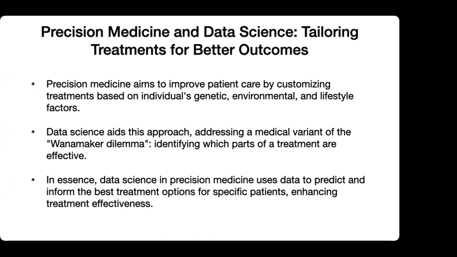It is being used to solve what we call the Wanamaker dilemma in medicine. This dilemma originates from the advertising industry about the difficulty in determining which half of an effort is effective. In the context of medicine, this could mean identifying which parts of a treatment are working and which aren't. So therefore, we can enhance the effectiveness of treatments.